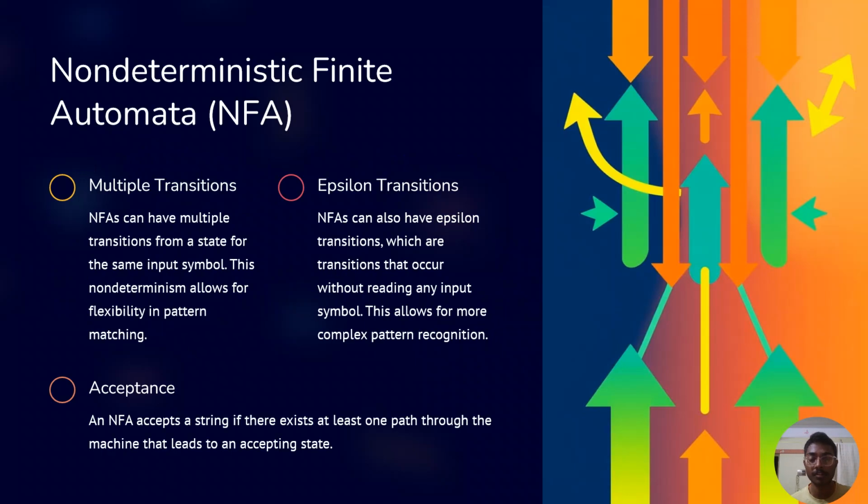Now we also have non-deterministic finite automata. Let's explore it in depth. We have multiple transitions, epsilon transitions, and acceptance. An NFA can have multiple transitions from a state for the same input symbol. This non-determinism allows for flexibility in pattern matching. NFAs can also have epsilon transitions, which are transitions that occur without reading any input symbol. This allows for more complex pattern recognition. Then we have acceptance. An NFA accepts a string if there exists at least one path through the machine that leads to an accepting state.